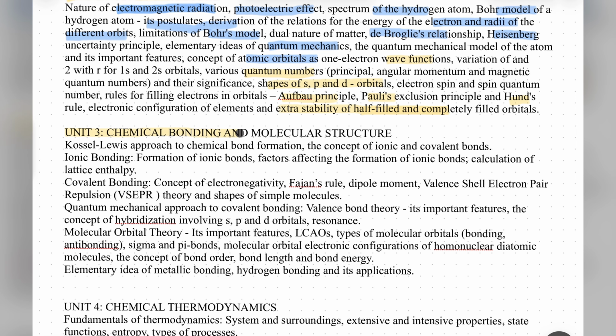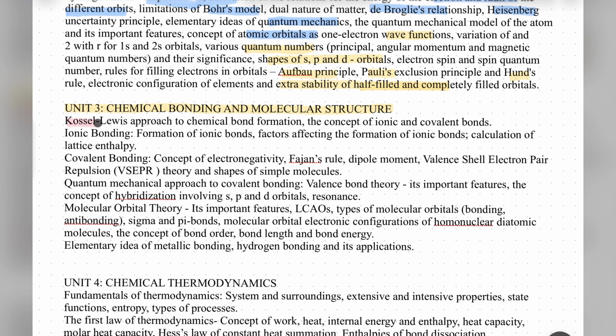Unit 3 is chemical bonding and molecular structure. That we have done. So same question, Lewis theory. And chemical bonding, concept of ionic bond, covalent bond. This is also there previously. Ionic bond, formation of ionic bond, factors affecting. So many questions were asked previously. We'll discuss lattice enthalpy also.